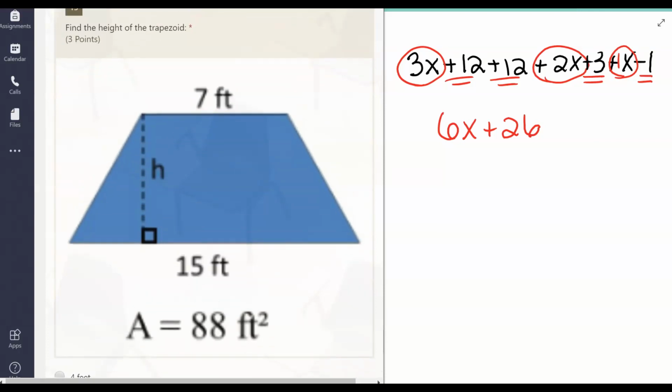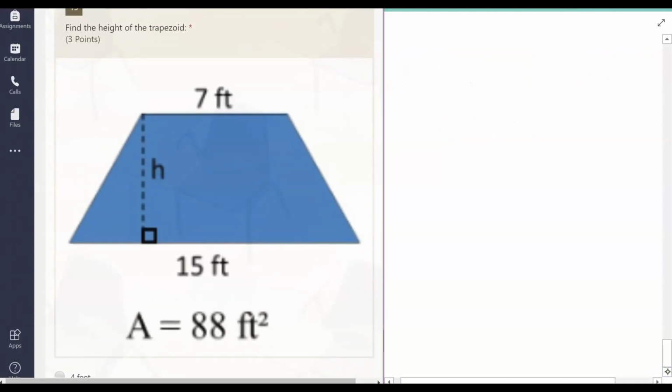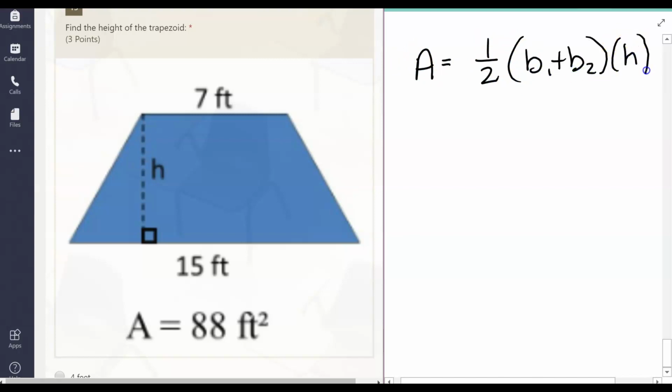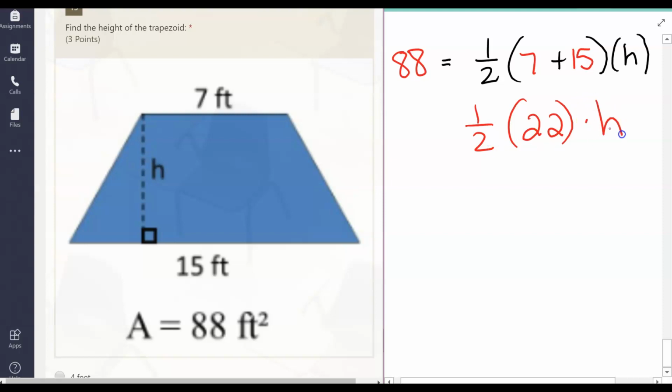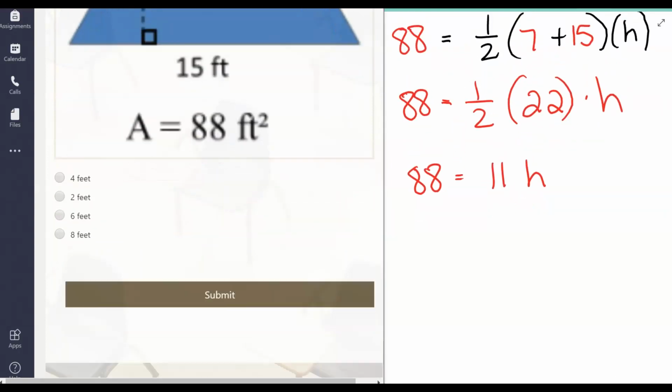Last question. Find the height of the trapezoid. The height of my trapezoid means, and they're giving me the area, so I'm using the area formula: 1/2 times base 1 plus base 2 times height. I want the height, so leave that alone. They tell me the area is 88. My parallel sides are 7 and 15, so those are the bases. And then I solve. 7 plus 15, I'm going to get 22. So 1/2 times 22 times h equals 88. That means 88 is really equal to 11 times h, which means when I divide by 11, I get a height of 8 feet.